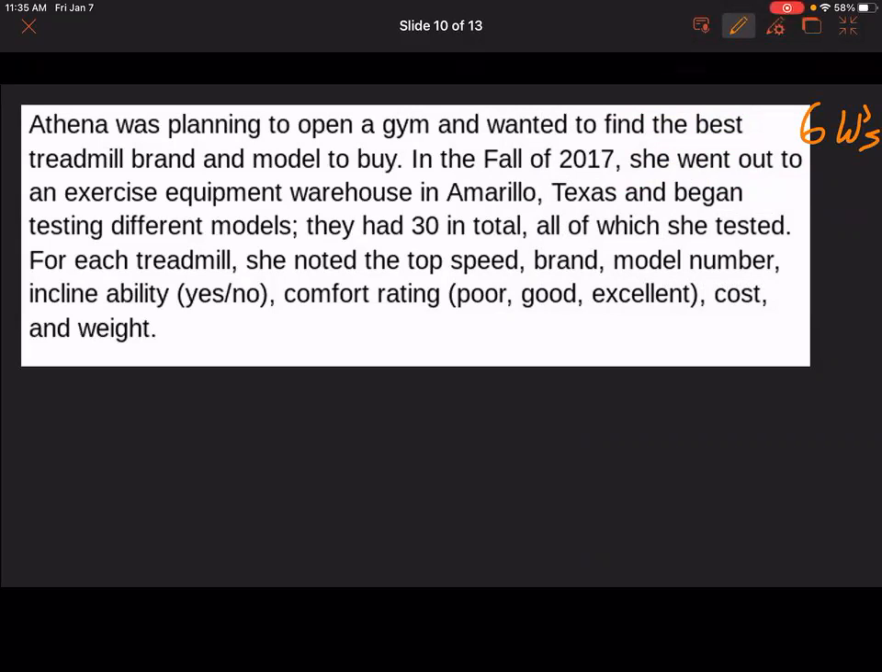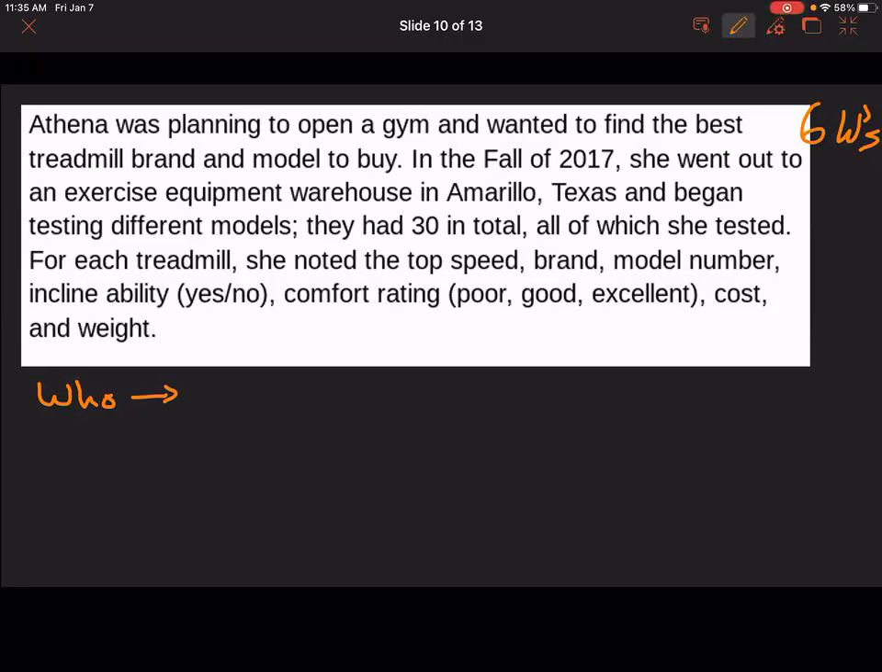Athena was planning to open a gym and wanted to find the best treadmill brand and model to buy. In fall of 2017, she went out to an exercise equipment warehouse in Amarillo, Texas, and began testing different models. They had 30 in total, all of which she tested. For each treadmill, she noted the top speed, brand, model number, inclinability, comfort rating, cost, and weight. So let's go through our 6 W's and figure out as many as we can. Again, it might not provide information on every single one.